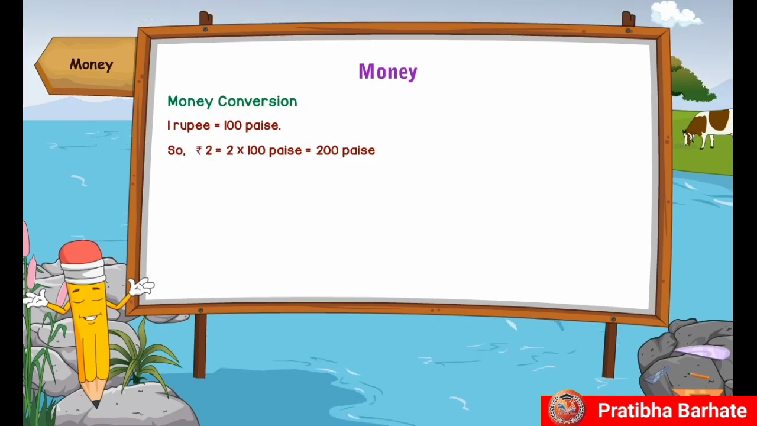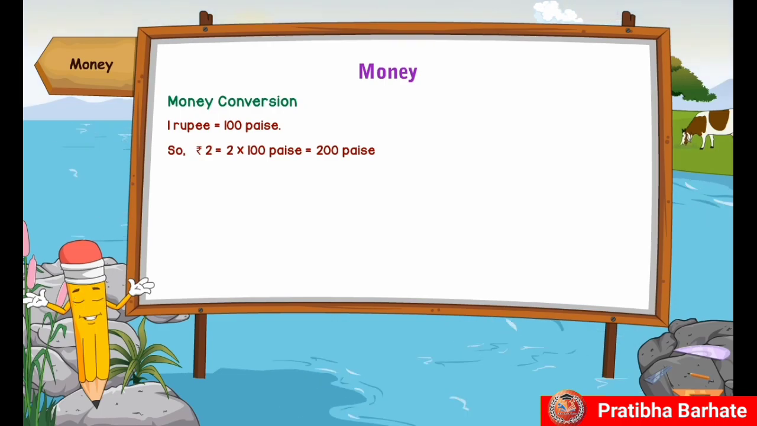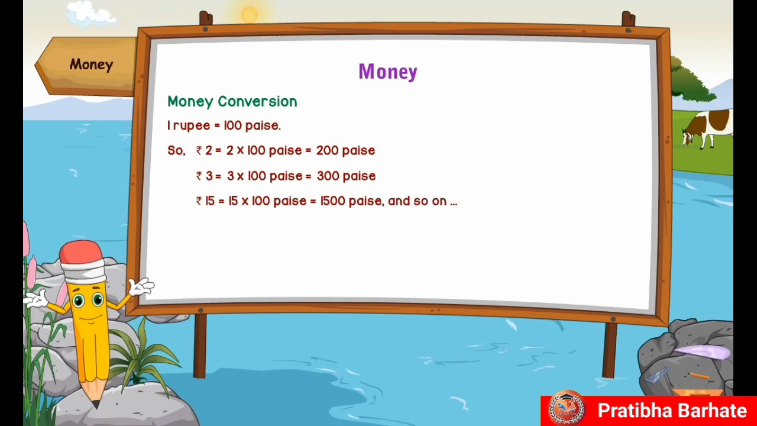Money conversion. You have already learnt that 1 rupee is equal to 100 paise. So, 2 rupees is equal to 2 multiplied by 100 paise, which is equal to 200 paise. 3 rupees is equal to 3 multiplied by 100 paise, which is equal to 300 paise. 15 rupees is equal to 15 multiplied by 100 paise, which is equal to 1500 paise, and so on.